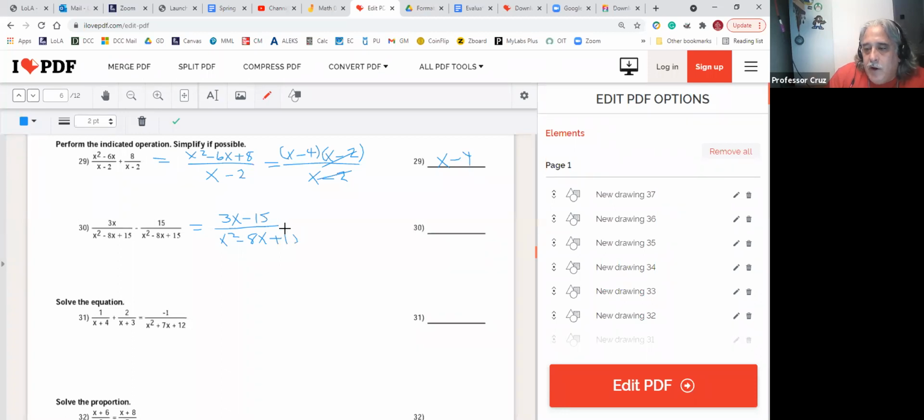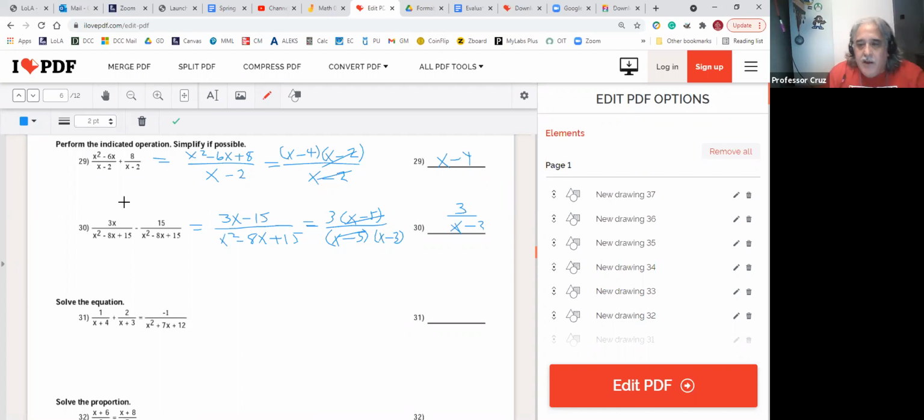Same denominator, so we don't even need to write it once. And then we can factor. And then this factors as x minus 5, x minus 3. And these are gone. And we're left with just 3 over x minus 3.